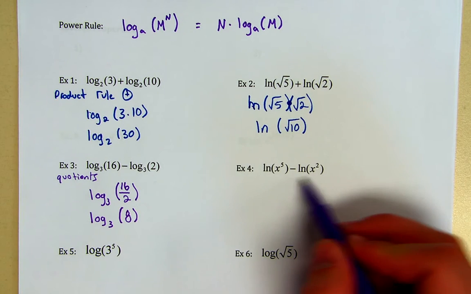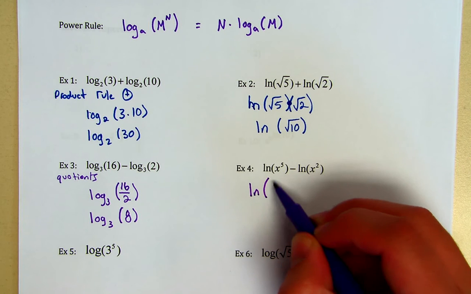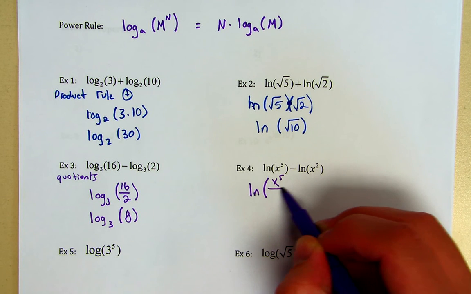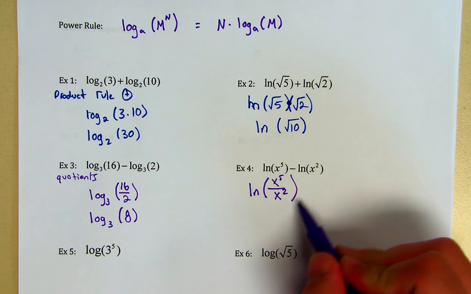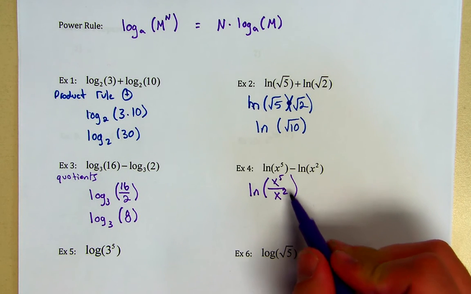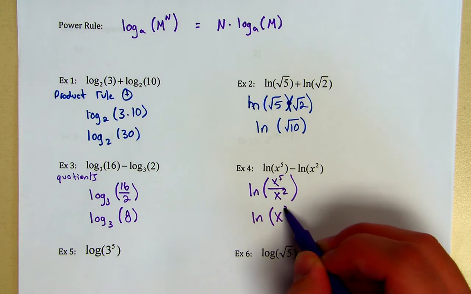Same thing with natural logs. I can do it again. So the natural log of x to the 5th divided by x squared. Now we have to recall we have two variables of the same base. We can subtract the exponents. So the natural log of x to the 3rd power.